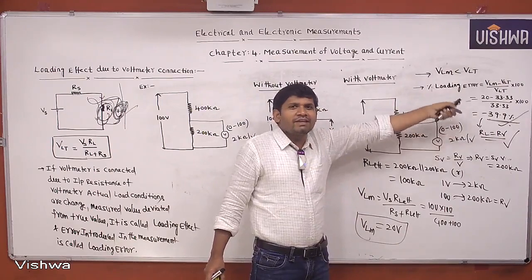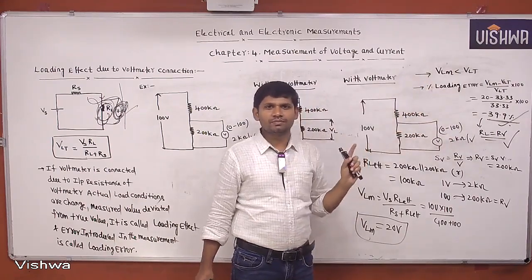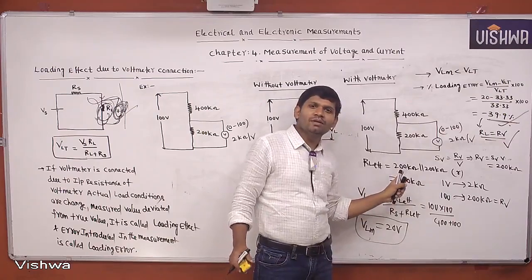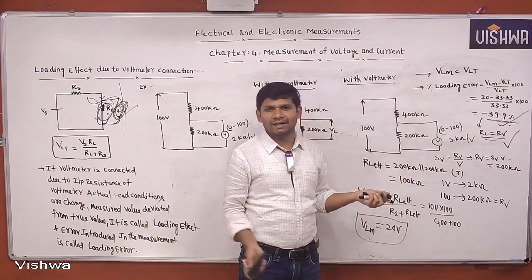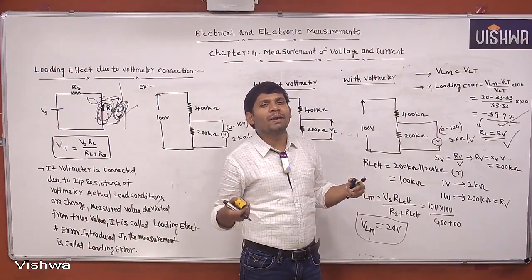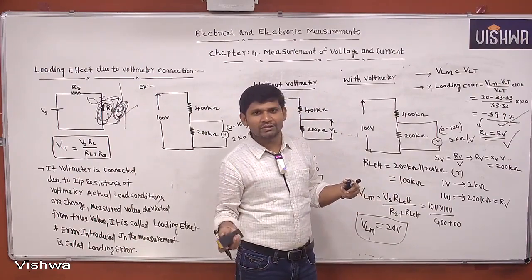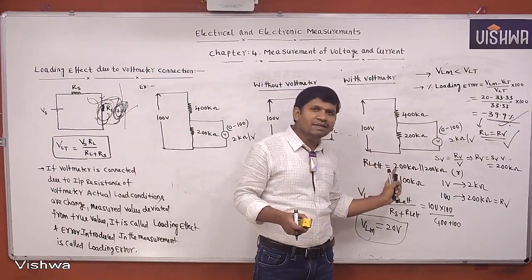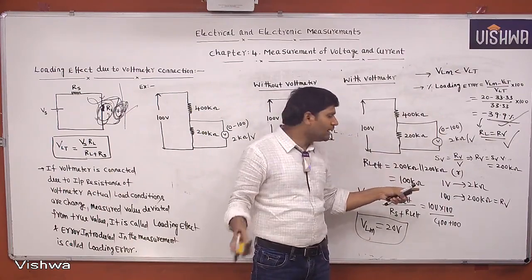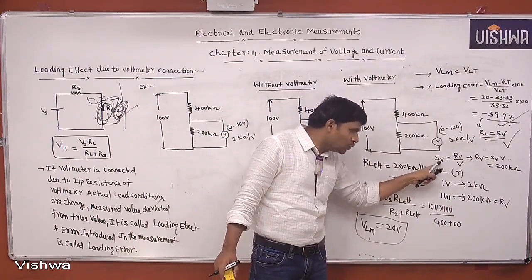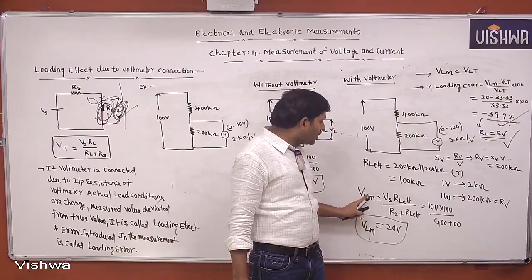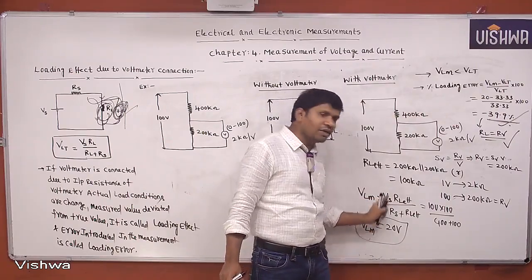But does the loading error increase or reduce? It reduces. With 2000 kilo ohms RV, what condition are we satisfying? RV equals 10 RL. If RV equals 10 RL, then nearly we can get minus 6% error, which you can prove. In this example, try it on your own: take RV equal to 10 RL, that is, 2000 kilo ohms, then calculate the measured value. No doubt at all, whatever measured value you get, it must be increased.